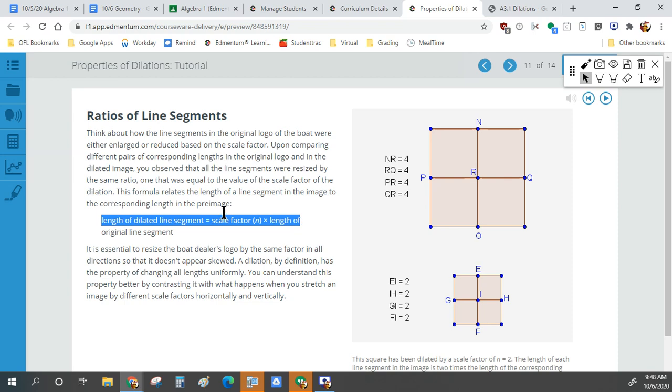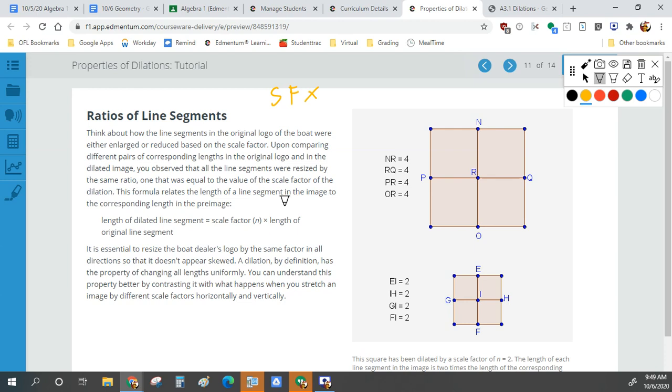Length of dilated length is scale factor times length of original. Just think scale factor times old equals new. Or you can think of it as new divided by old equals scale factor. That's all we're doing with scale factor.